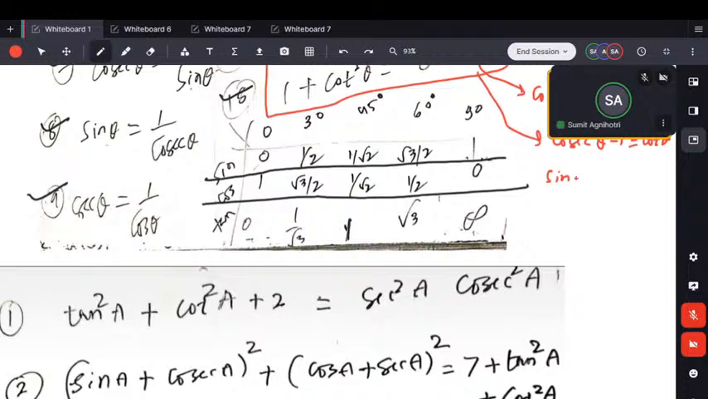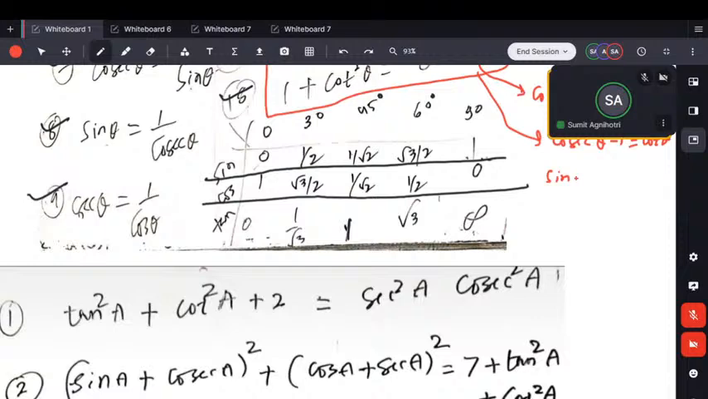Sine 90 minus theta is cos theta. Similarly, cos 90 minus theta is sin theta. Tan 90 minus theta is cot theta. Cot 90 minus theta is tan theta. Cosec 90 minus theta is sec theta. Sec 90 minus theta is cosec theta.